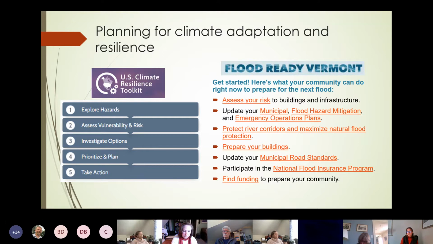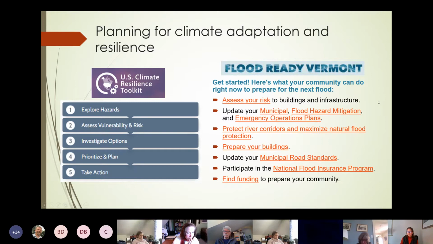And then the second example is the U.S. Climate Resilience Toolkit that I'd recommend folks take a look at. They provide a broad range of available tools and resources and provide a really basic framework for thinking about climate adaptation and resilience planning: explore hazards, assess your vulnerability, investigate your options, prioritize and plan what those options are, and then take action. So both of these are good examples to think about as you think about climate adaptation, resilience, and planning, whether that be at a conservation scale, a municipal scale, a human scale, for any of the communities in your municipality.